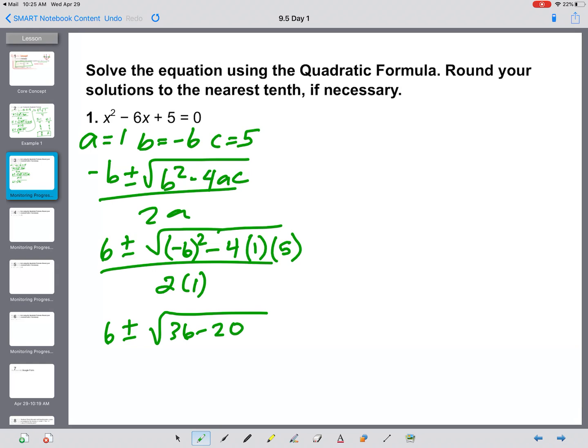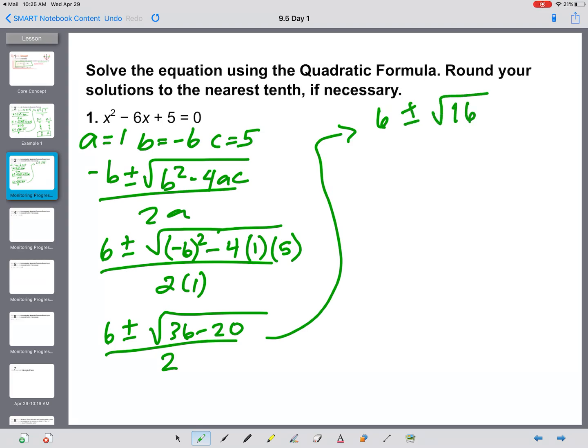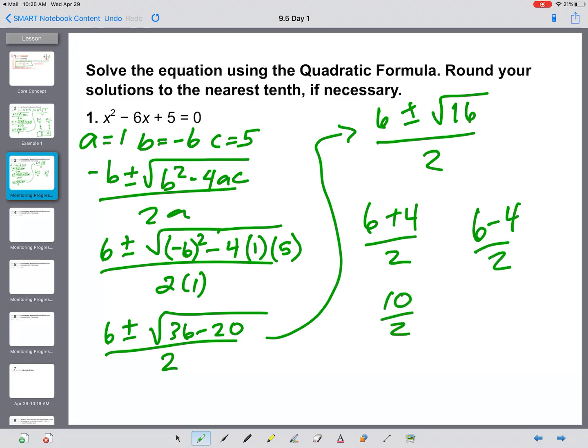36 minus 20 all over 2. I'm not going to have room down there. That's okay. Come back up here. 6 plus or minus, that's 16 all over 2. So that's 6 plus 4 over 2, 6 minus 4 over 2. So that gives me 10 over 2, 2 over 2. 5, 1. So my two solutions there are 1 and 5.